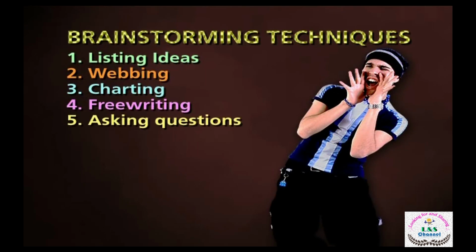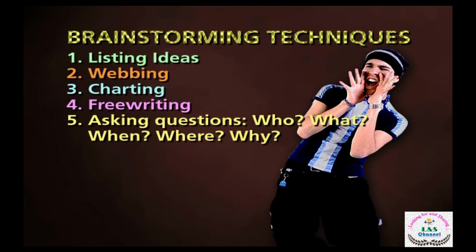Let's talk about asking questions. It's our 5th method of brainstorming. With this brainstorming method, you ask questions. There are 6 of them: who, what, when, where, why, and how. They're usually called the 5 W's and the H.